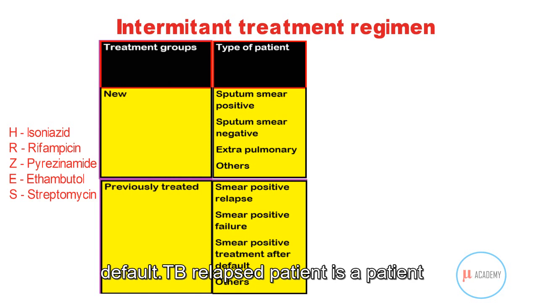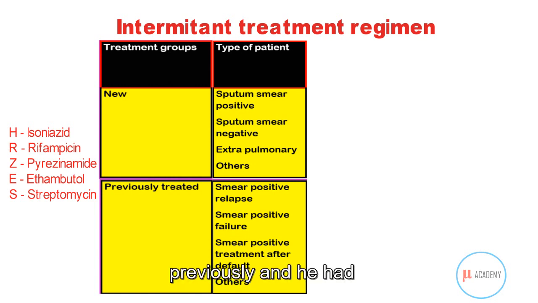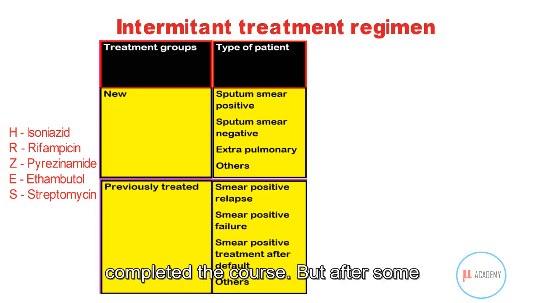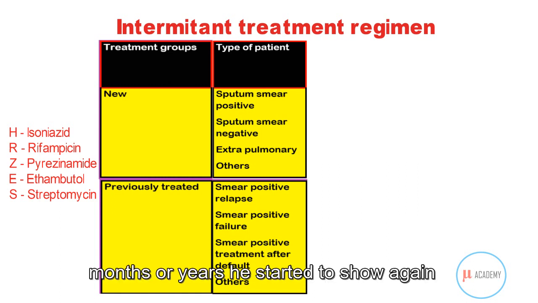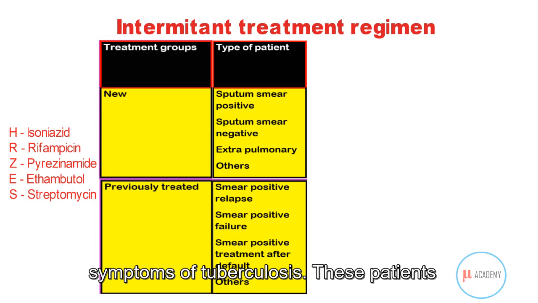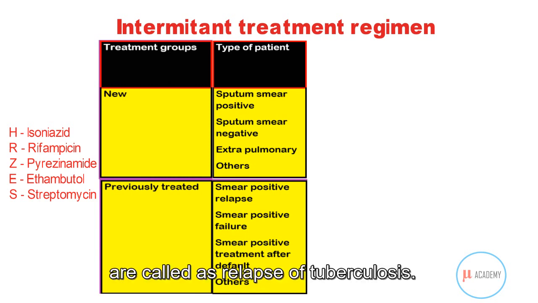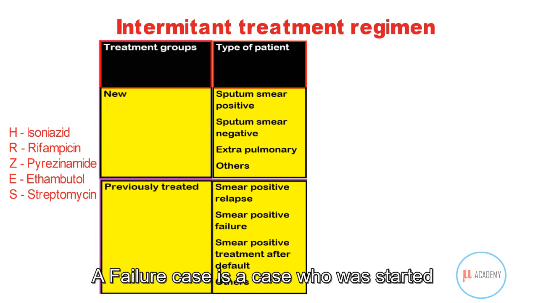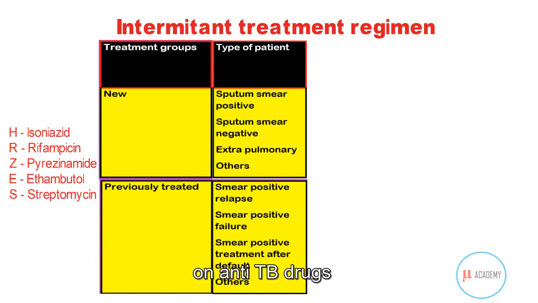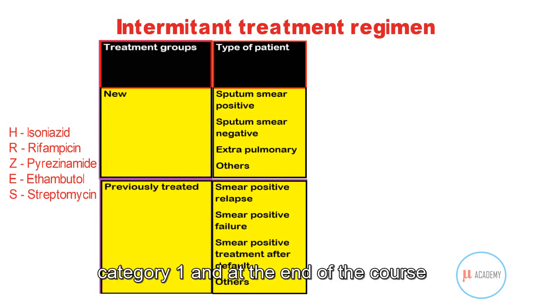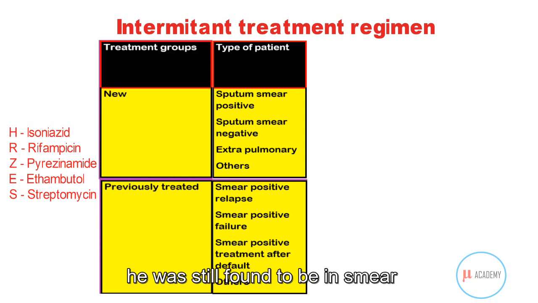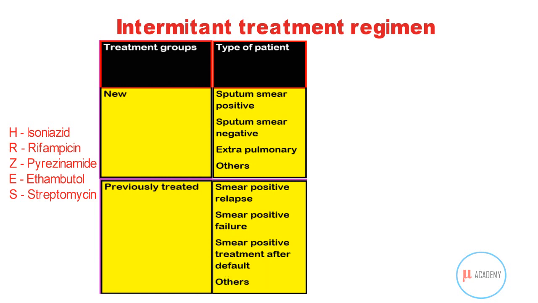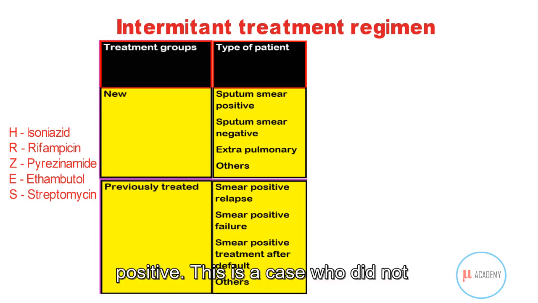TB relapse patient is a patient who took anti-TB treatment previously and he had completed the course, but after some months or years, he started to show again symptoms of tuberculosis. These patients are called as relapse of tuberculosis. A failure case is a case who was started on anti-TB drugs, category 1, and at the end of the course, he was still found to be smear positive. This is a case who did not respond to tuberculosis drugs at all.